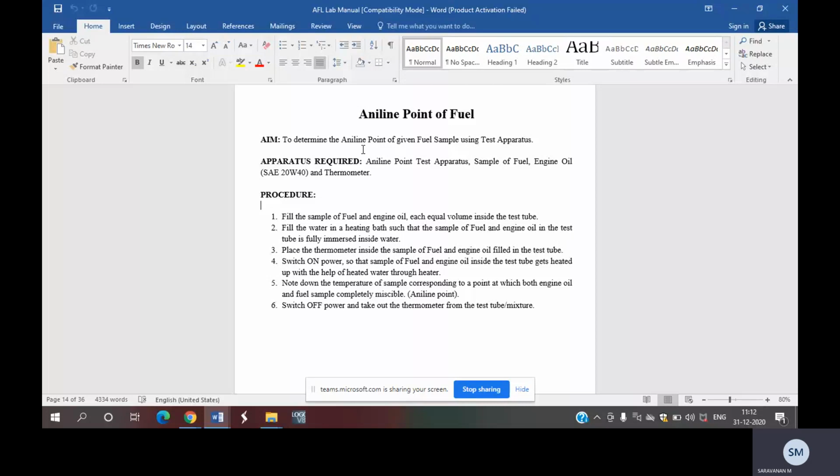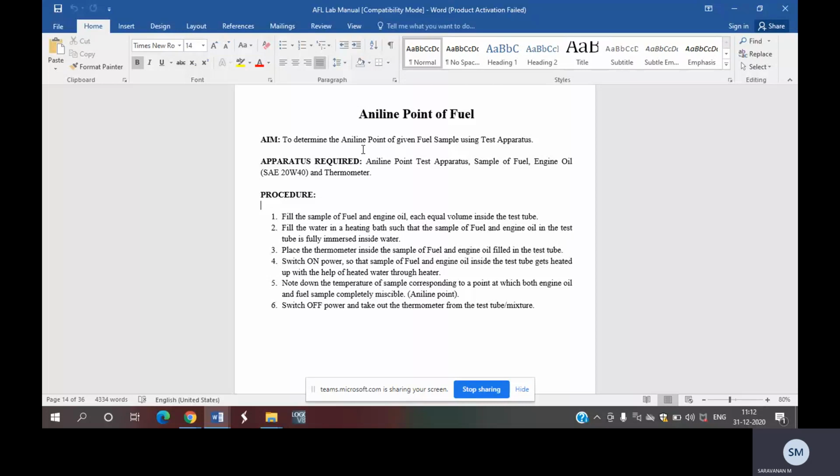To mix them together we use a heat treatment process here. That means we supply a little amount of heat. How much temperature is required for the engine oil and fuel to mix, that particular temperature is taken as your aniline point.